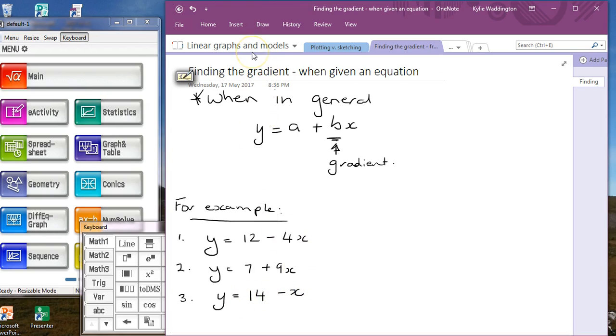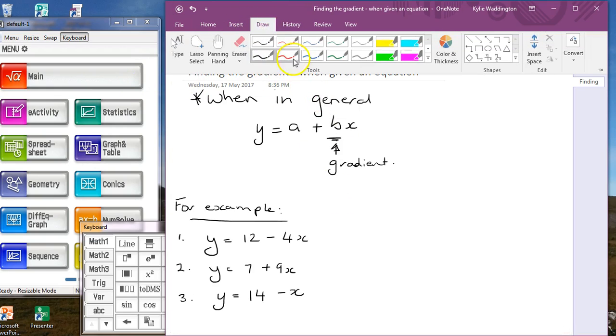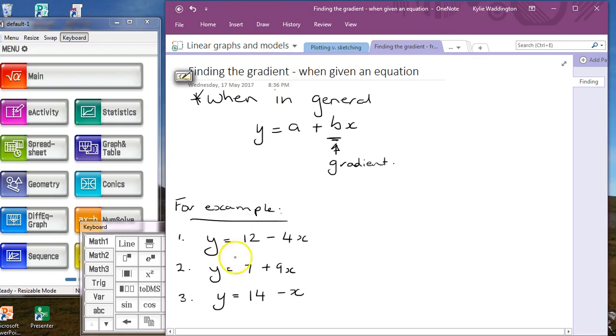Now, to find the gradient, all we look for is the coefficient before the x. So in this instance, it's -4. We need to remember the sign is important. For this one, it is positive 9, but we don't write the positive in.